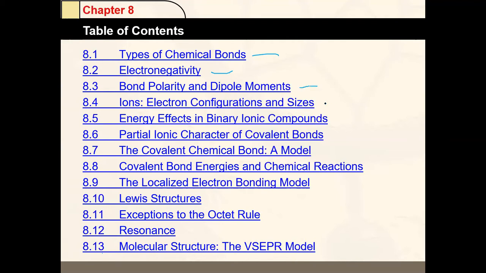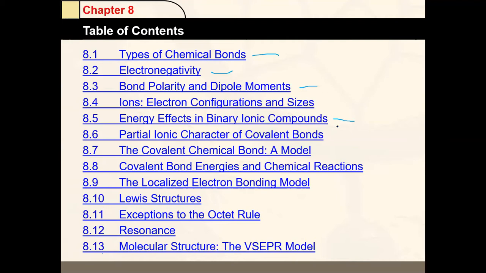We will see ionic. This is where ionic size will come in, but we saw it already in chapter 7. So we'll just brush up a little bit and maybe skip past it, because you can see it's a pretty long chapter. So energy effects in binary ionic compounds, that is the lattice energy. In the book, you will see that lattice energy is a big section, but we are skipping that part. Lattice energy is about the energy that keeps a crystal together in an ionic compound.